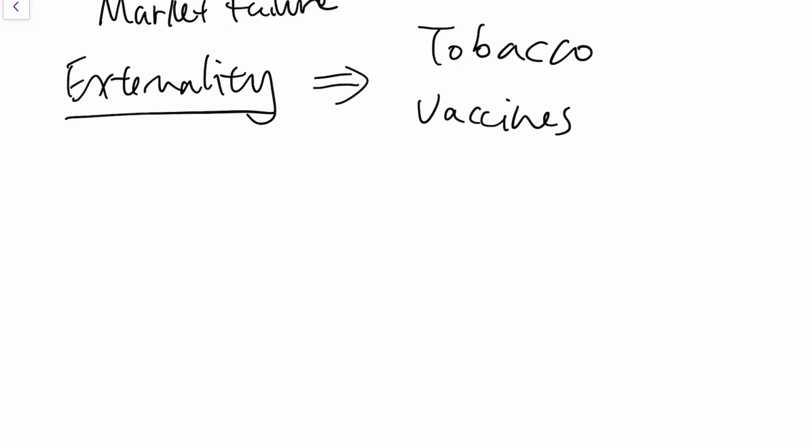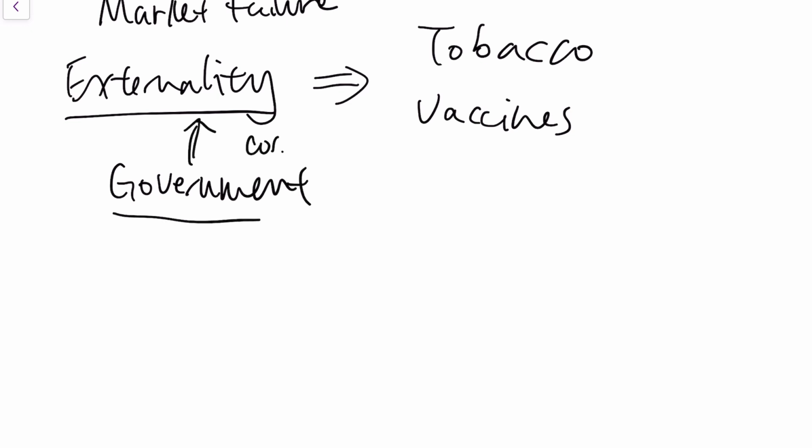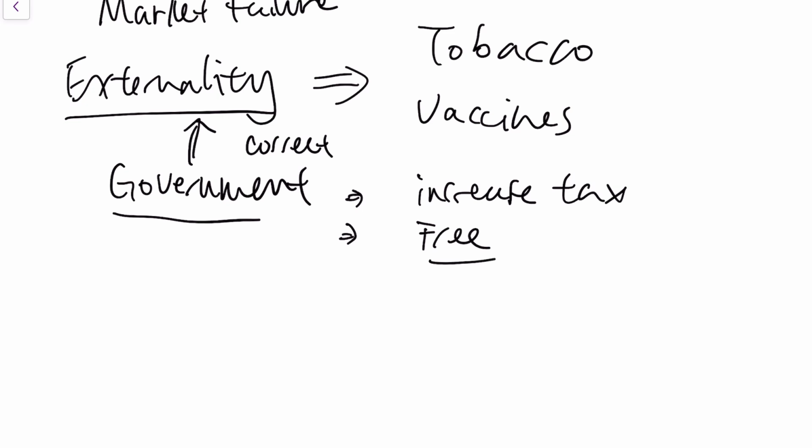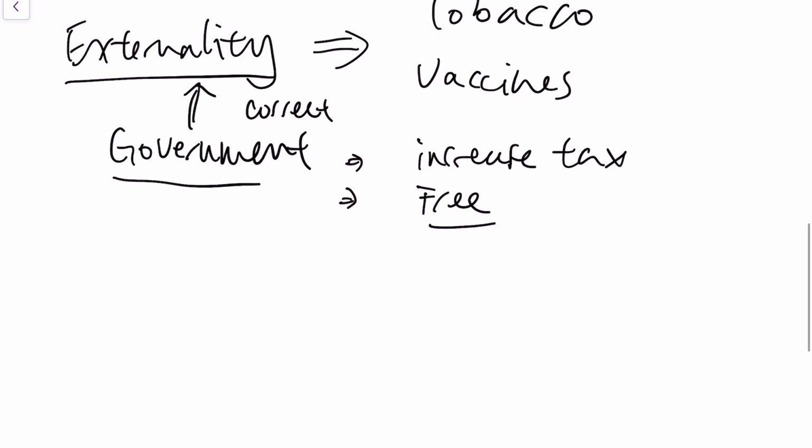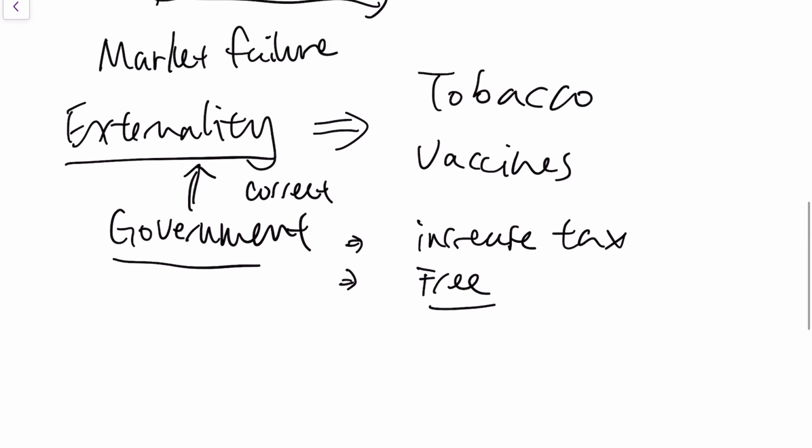So that's when government is important. With government, we can correct this externality. So in the case of tobacco, we can increase tax to discourage consumption. In the case of vaccines, we know that usually vaccines are free, so you don't even need to pay anything to be vaccinated. So that's the role of government in correcting market failures to result in a socially optimal level of consumption in the economy.